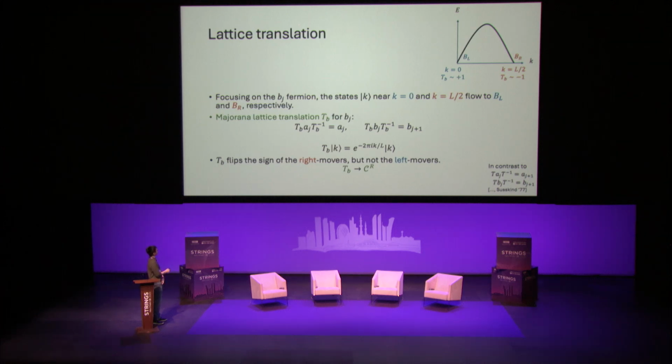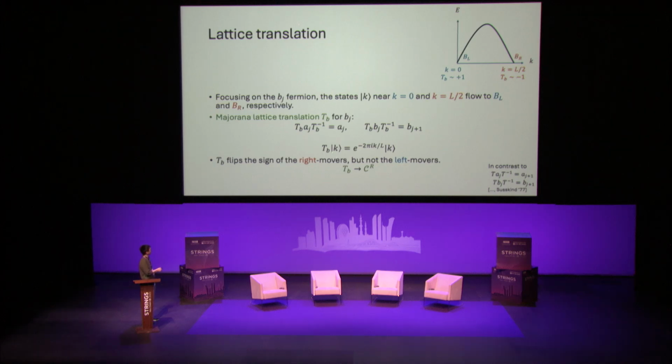So let's focus on the B fermions and look at the dispersion relation. That's the sine function we encountered earlier. At one end of the Brillouin zone, you get a left-moving fermion. At the other end, you get a right-moving fermion. The hero of the story is a Majorana lattice translation operator, which I denote by TB. The subscript B means that it translates only the B fermion, but not the A fermion. This is a symmetry of the Hamiltonian that we are looking at.